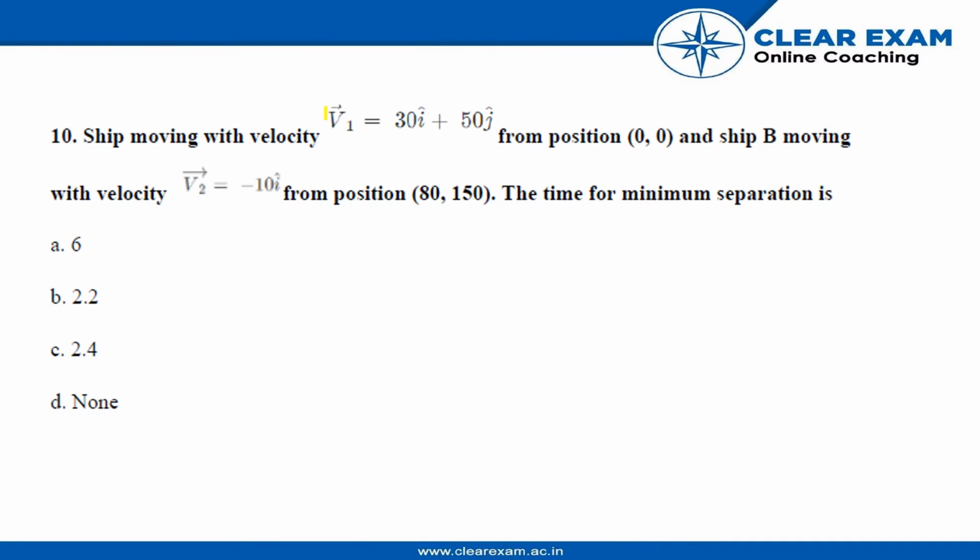So here, the velocity v1 of ship 1 is 30 i cap + 50 j cap. This means 30 units in the positive x direction, the i cap direction, and 50 in the j cap direction from the position (0, 0). So the starting position of ship A is (0, 0), or we can say the origin, whereas ship B is moving with the velocity v2, which is -10 i cap, from position (80, 150). So the starting position of ship B is (80, 150).